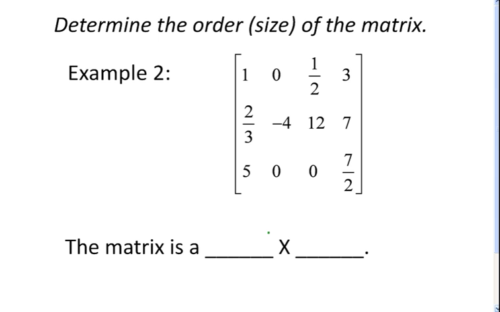Example 2, we're going to determine the size of this matrix. How many rows do we have? 1, 2, 3 rows. How many columns? 1, 2, 3, 4. So we have a 3 by 4 matrix. I'm just putting the lines there so you can see what the matrix size is. You don't have to put that when you're doing it.